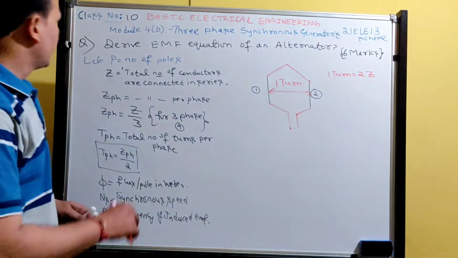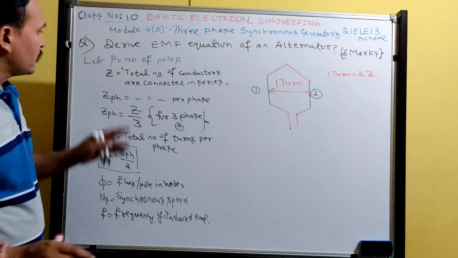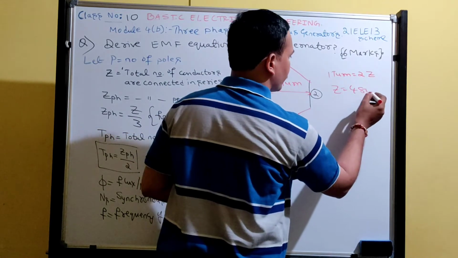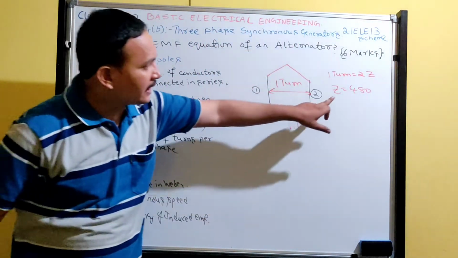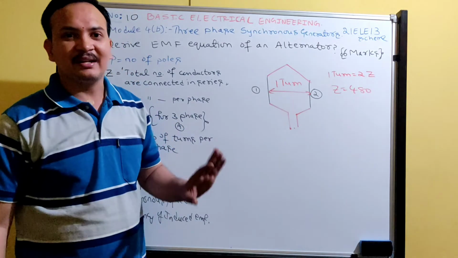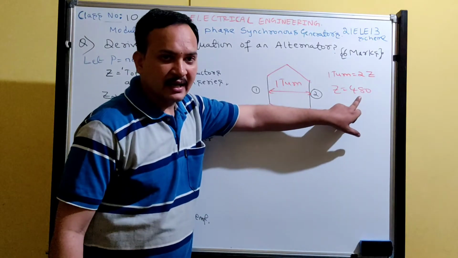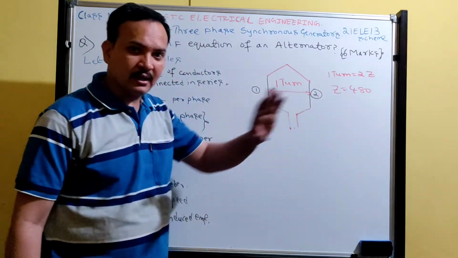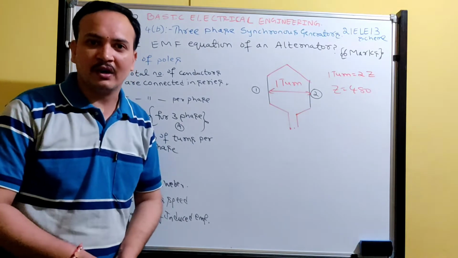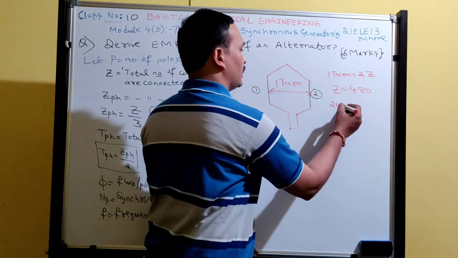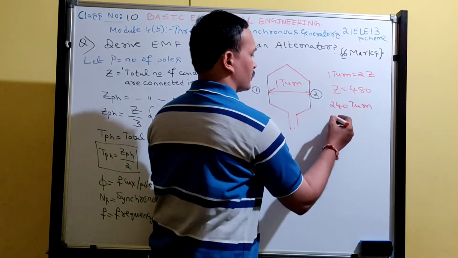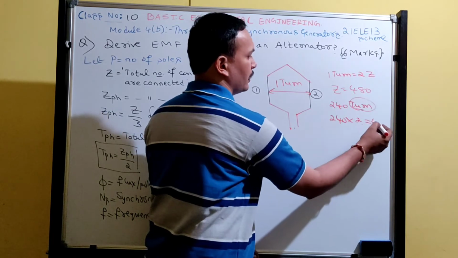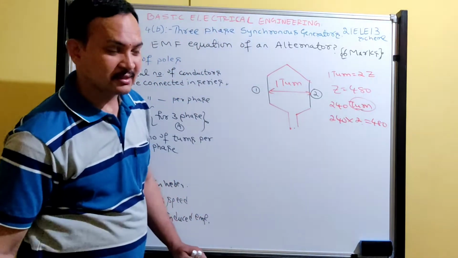Let's assume in the alternator there are 480 conductors. Now I want to represent the same data in turns. There are 480 conductors, and one turn requires 2 conductors, so 480 conductors become how many turns? 240 turns. To make one turn, 2 conductors; 240 into 2 gives 480 conductors.